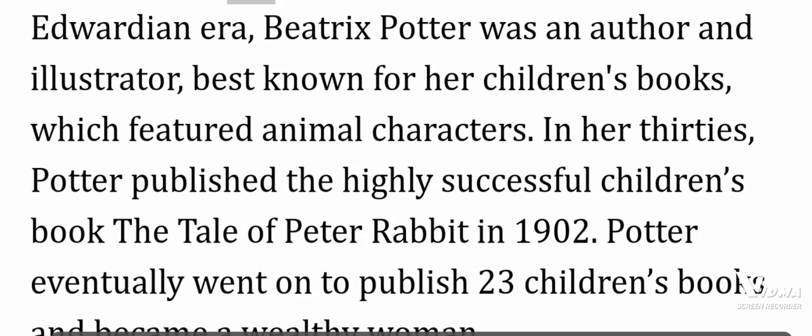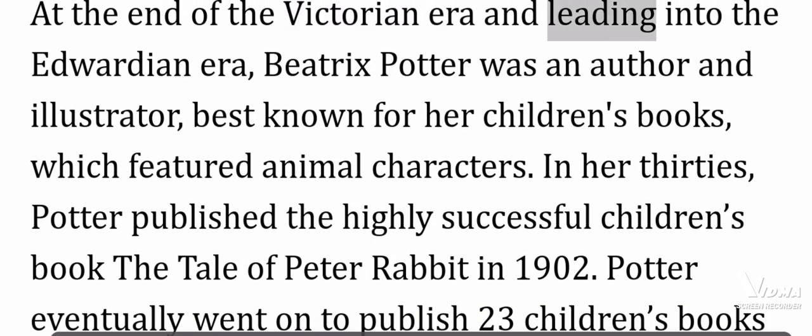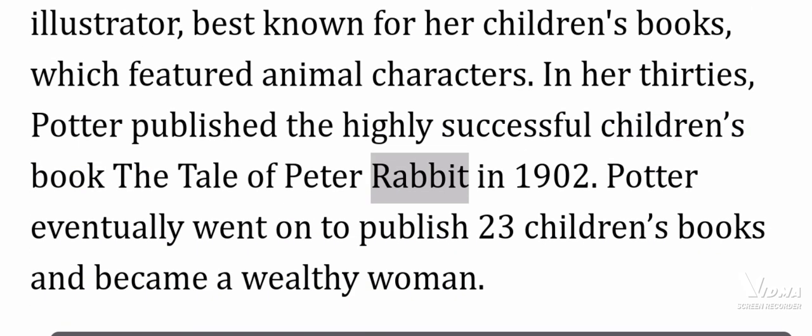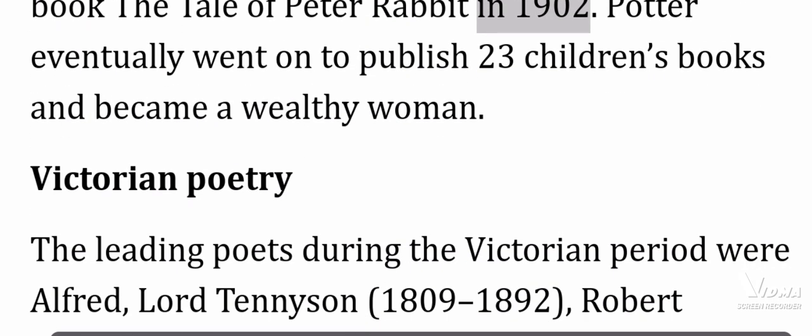At the end of the Victorian era and leading into the Edwardian era, Beatrix Potter was an author and illustrator, best known for her children's books, which featured animal characters. In her 30s, Potter published the highly successful children's book The Tale of Peter Rabbit in 1902. Potter eventually went on to publish 23 children's books and became a wealthy woman.